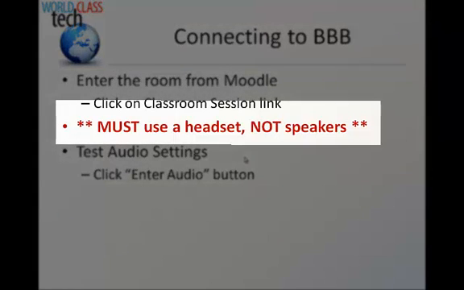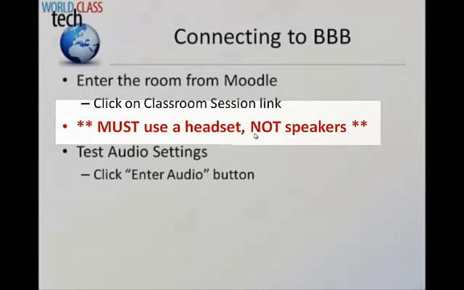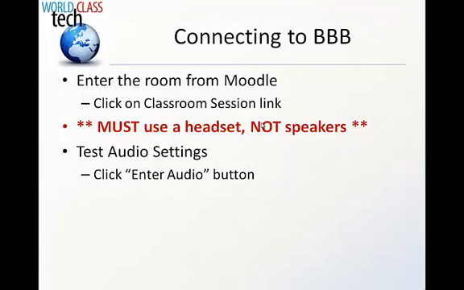An important thing to remember is you must use a headset and not use the speakers on your computers to listen in on the virtual class session. If you use your speakers, it's very likely you will get an echo that will make it very difficult to hear the session. So make sure you use a headset. When you first enter the room, you will be given the opportunity to test your audio settings. Once those are all right, you can hear through your headset, and you can even hear yourself speaking through your microphone if you have one on your headset. Then once that's all done, you can click on the Enter Audio button that you'll see there.